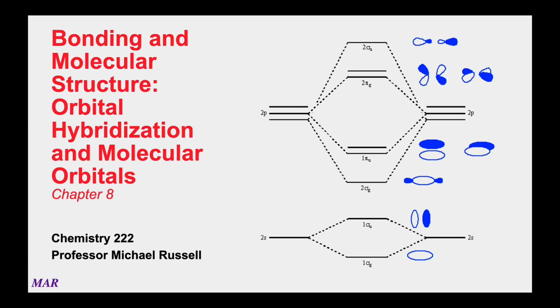The title of the lecture is kind of long, Bonding and Molecular Structure, Orbital Hybridization and Molecular Orbitals, but what it comes down to essentially is comparing the two models used to describe the behavior we looked at in Chapter 7. So all of the Lewis structures, VSEPR geometry, stuff like that works pretty well, amazingly well actually. But why does it work?